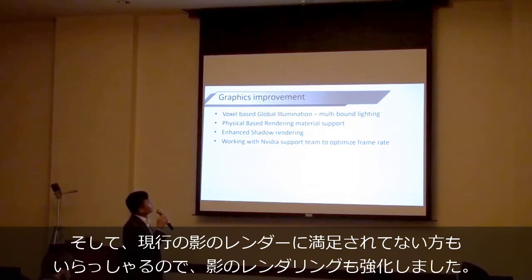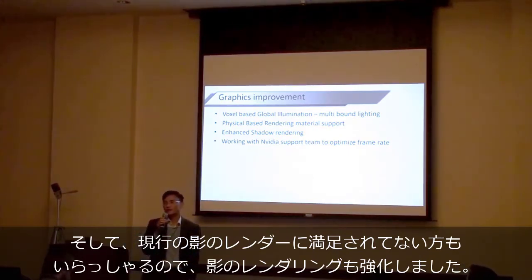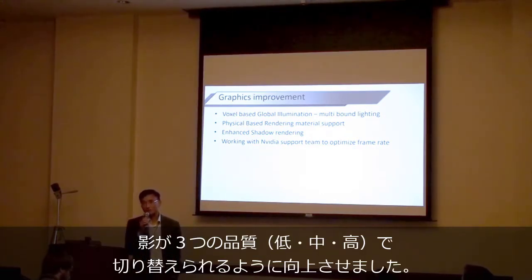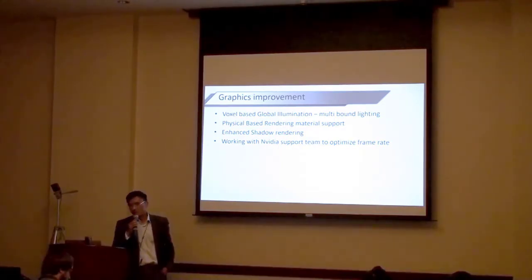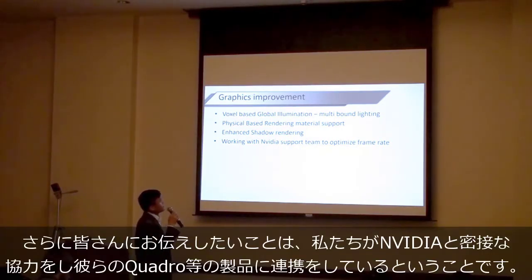Okay, and we also enhanced our shadow rendering for the people who don't like the way we used to render shadows. We have improved it now. The shadow comes with 3 different qualities: low, medium, and high quality. The high quality allows you to have softened edges, so you can make it very nice and blend into the scene.